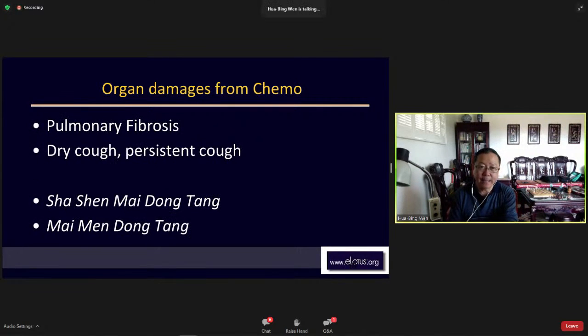Lung damage: pulmonary fibrosis, dry cough. There are 2 formulas, 沙参麦门冬汤 and 麦门冬汤. Normally for lung cancer after chemotherapy, the most common pattern is lung qi and yin deficiency, with toxin, phlegm, and blood stagnation, depending on what else is present. So for the general pattern, either 沙参麦门冬汤 or 麦门冬汤 is very, very good, very useful.